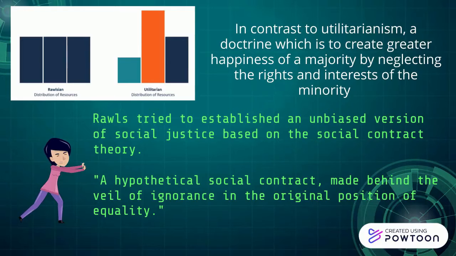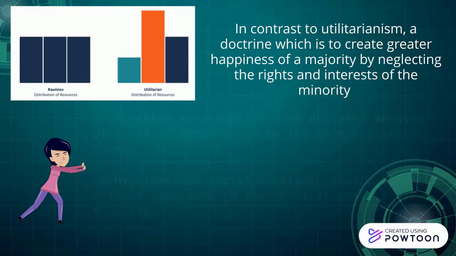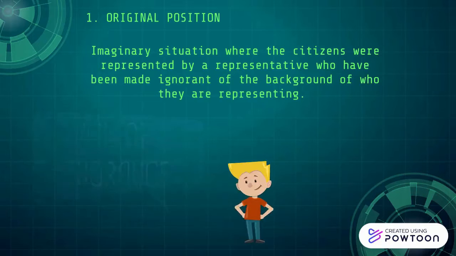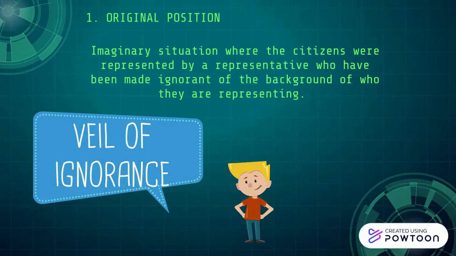Besides, they also try to establish an umbrella version of social justice based on the social contract theory by including justice and fairness under this theory. Under Rawls' theory of justice, it contains original positions. It's an imaginary situation in which the citizens are represented by a representative who has been made ignorant of the background of who they are representing. It is called the veil of ignorance.